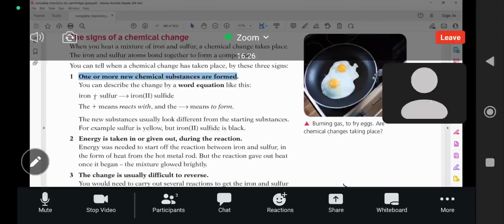Yeah, you can put a title like the science of chemical change. First put the sign of chemical change. After that, the first sign is one or more new chemical substances are formed. Under that, I am explaining what is word equation. Did you study word equation in first term? I have to put the heading science of a chemical change.